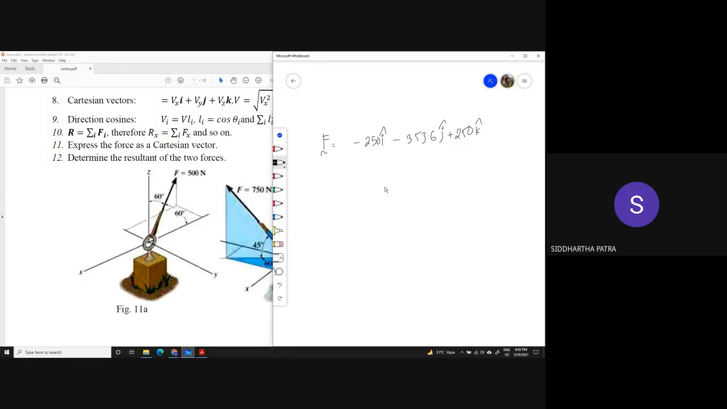So now if I ask you, what angle does F make with the y-axis? Can you give me that? 135 degree. How did you get that? It makes 45 degree with minus y, and 180 minus that will be the angle with y. Pi minus theta, this is. Okay. So now let's move on to the next problem.